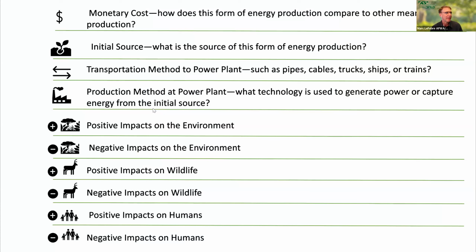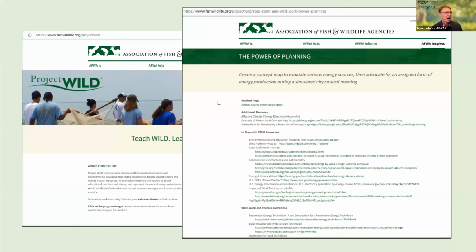And I'm going to come back to this slide in a second. But when you get there, you'll look at the landing page, so you get a little piece of that on the left, but on the right side of the screen, you'll get to this page dedicated to the Project Wild activity, The Power of Planning. Every Project Wild activity has its own web page with a lot of resources. In this one, you'll find towards the top an example of a hierarchical concept map and instructions on how to develop that. So those are the documents you just saw, along with many others.